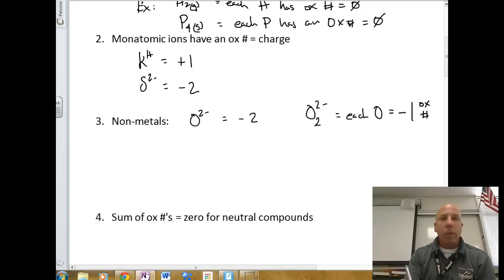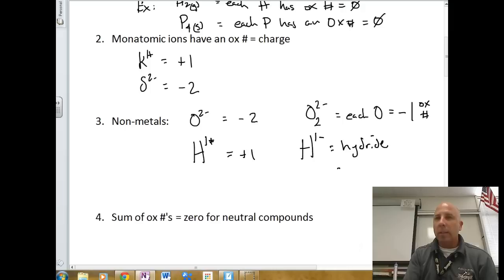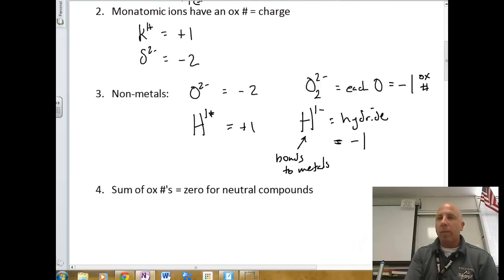Hydrogen, also considered mostly nonmetal. H1+ is the typical form of a hydrogen ion, and that's going to have an oxidation number of +1. But we do have what's called a hydride, and this is when hydrogen has a 1- charge. It's called a hydride. And in this case, the oxidation number is going to be -1 for hydrides. This is when hydrogen bonds to metals. So when hydrogen bonds to metals, we have a -1 oxidation number.